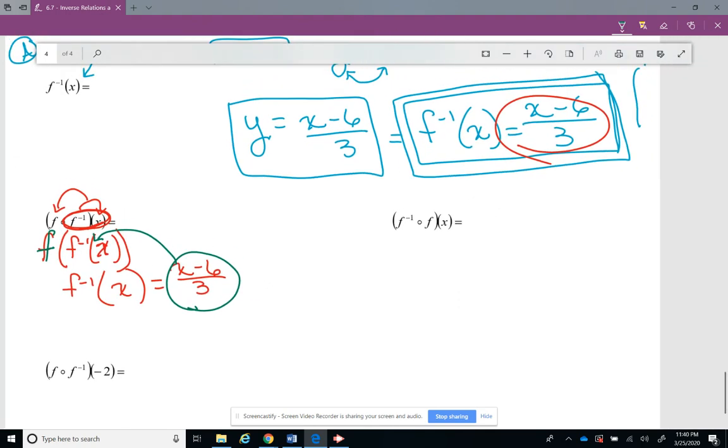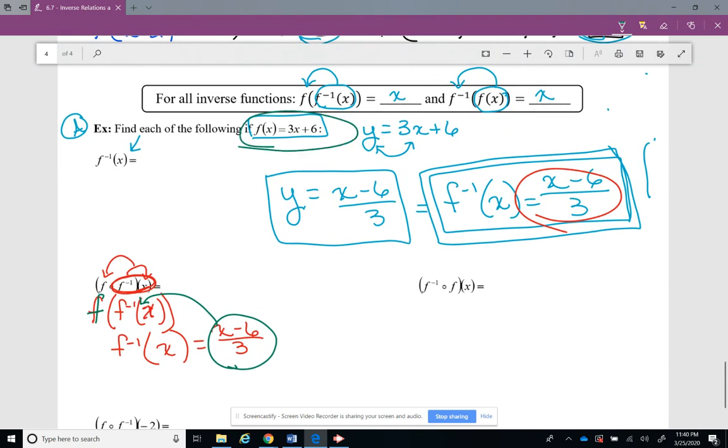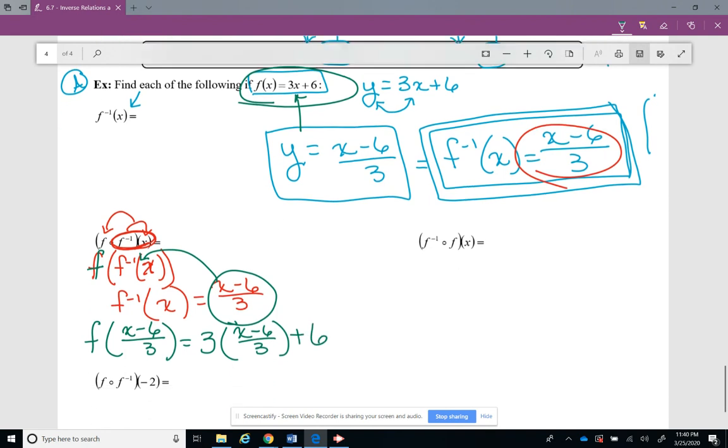well, where's f of x? It's right way up here. So I'm going to take that x minus 6 over 3 and input it into f of x. That just tells me what I'm going to input. I have to put it right there where that x is. So it's going to be 3 times x minus 6 over 3, close parentheses, and then it has a plus 6. So I'm just inputting the inverse into the original function.